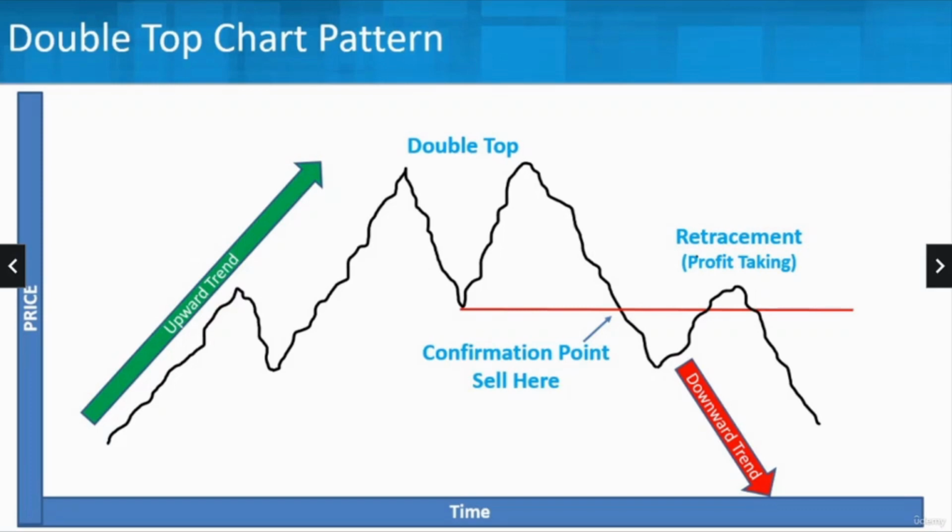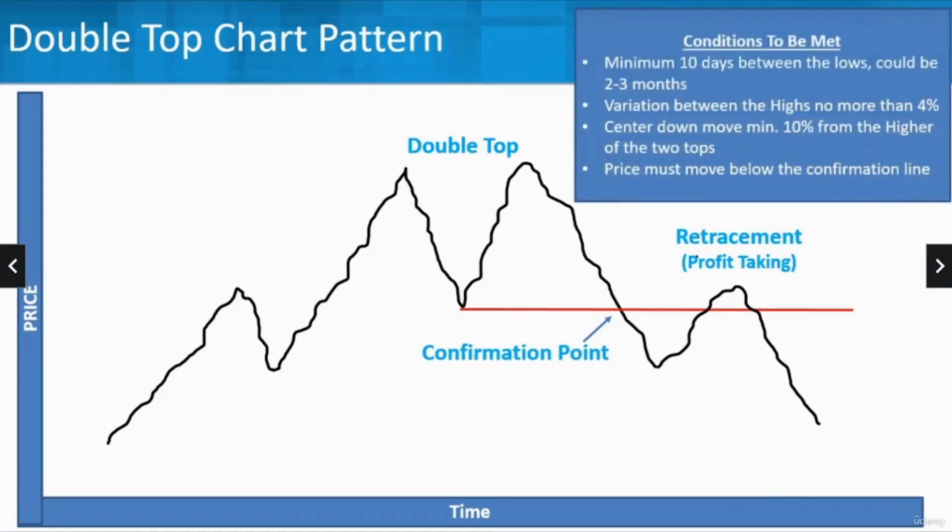And so you want to have sold around that confirmation point. Same thing as far as some conditions to be met. Again, mirror image of the double bottoms, but now it's the double tops. Like 10 days between the highs. It could be months, but you're looking for at least 10 days between them. And the variation between the highs now is no more than 4%.